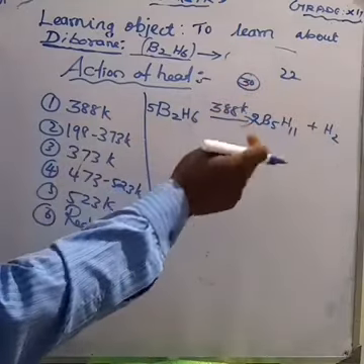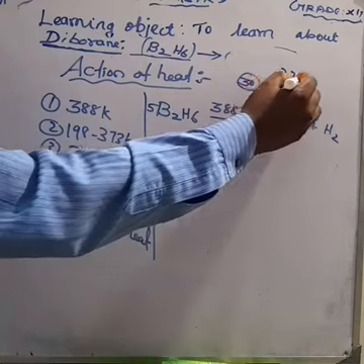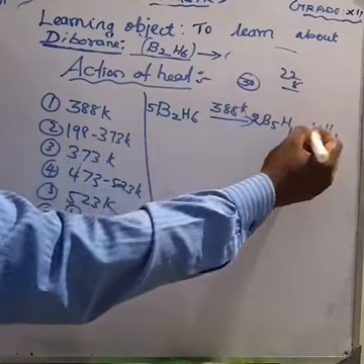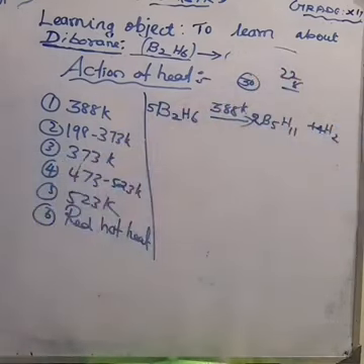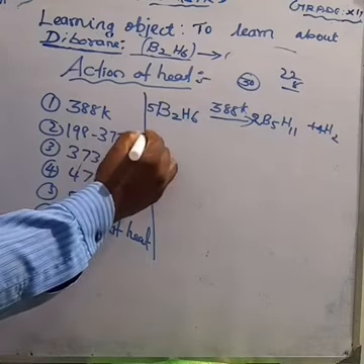What is the remaining shortage? I think the remaining shortage is 8. Am I right? If you make it 4, then 4 into 2 is equal to 8. So we get 30 hydrogen. Now the first equation is balanced. What about the second one?